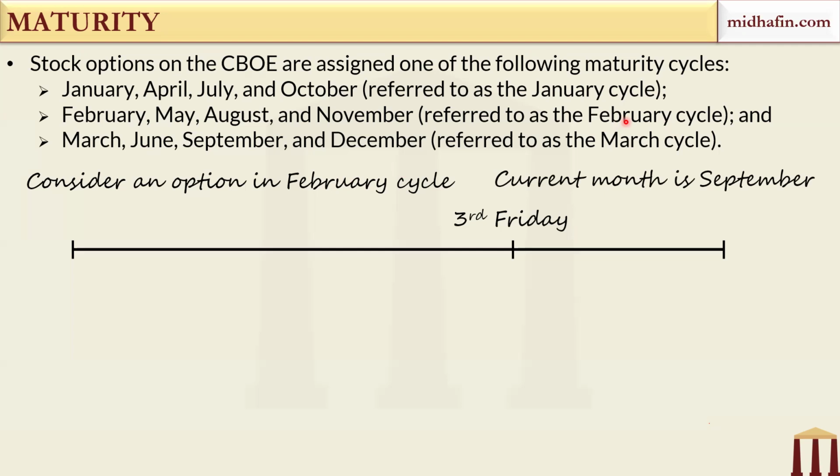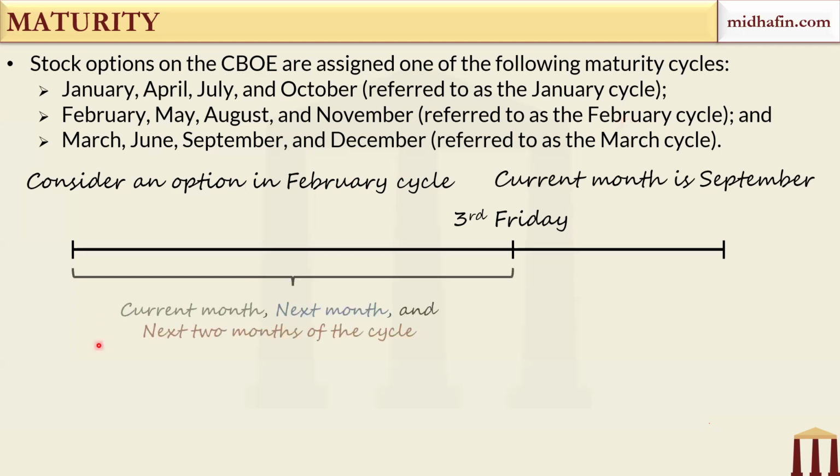Now before the third Friday of a month, you will have options trading for the current month, for the next month, and the next 2 months of the cycle. So these two are not of the cycle. The current month and the next month depend on where we are currently. So currently, let's assume we are in September.